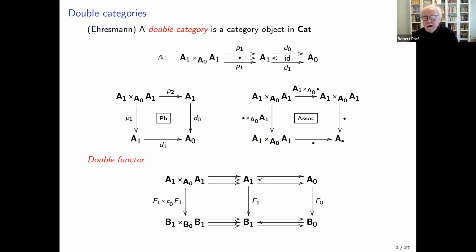Okay, and you can see here you have two categories, A0 and A1, and you have functors D0, D1, you take their pullback, and then you give two other functors, and you require that it be associative and unitary. And a double functor is simply a morphism of category objects. So it's a functor from A0 to B0 and a functor from A1 to B1.